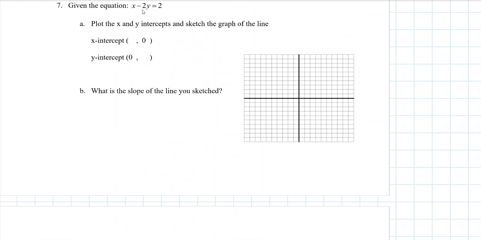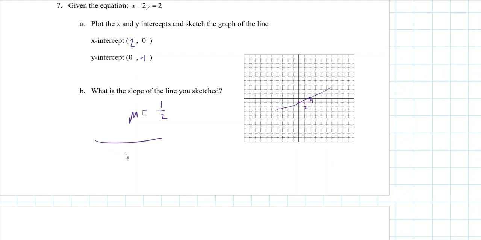If y is 0, x is 2. If x is 0, y is minus 1. So 2, 0 is here. 0, minus 1 is here. That's a slope of over 2, up 1. So it looks like the slope is m equals 1/2.